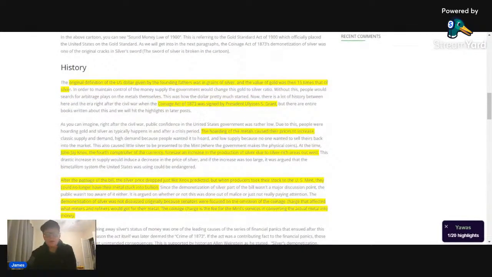It has a lot to do with the original definition of the U.S. dollar. The United States dollar was originally defined in grains of silver, and then the value of gold was 15 times that. It was a 15-to-1 ratio, and it was pretty much fixed because back then we were on a bimetallic system, so we had gold and silver, and that was the actual money that we used, or at least the base money.